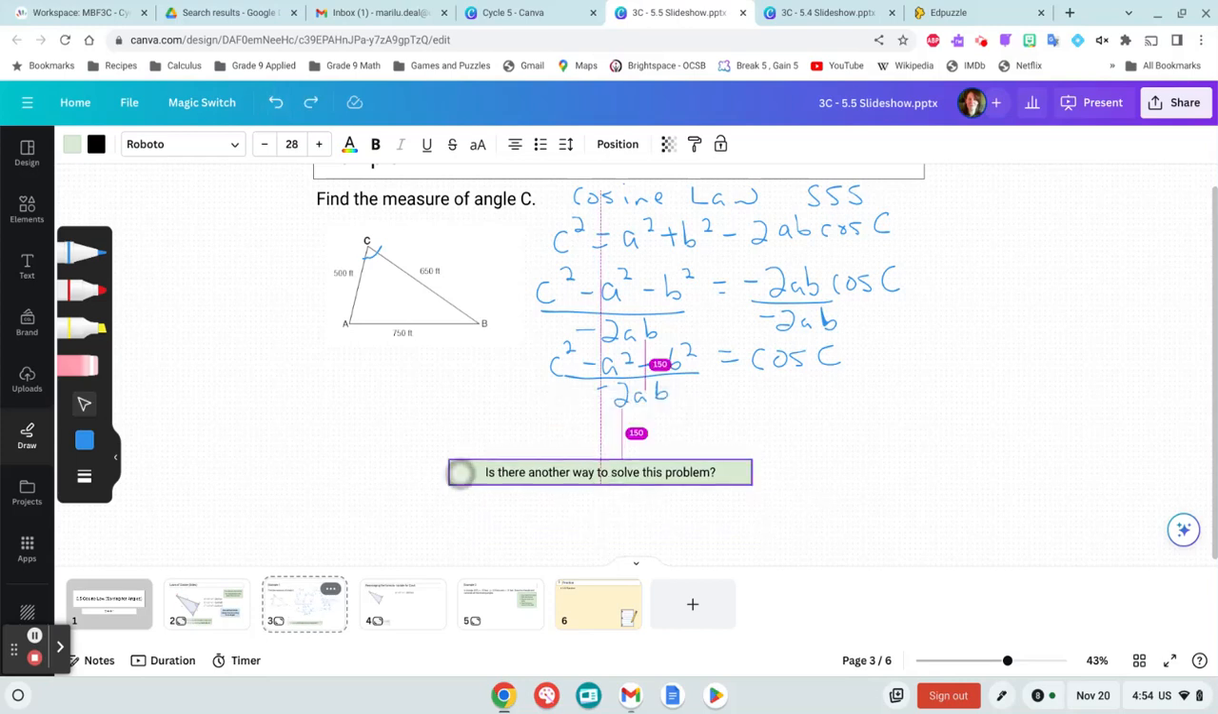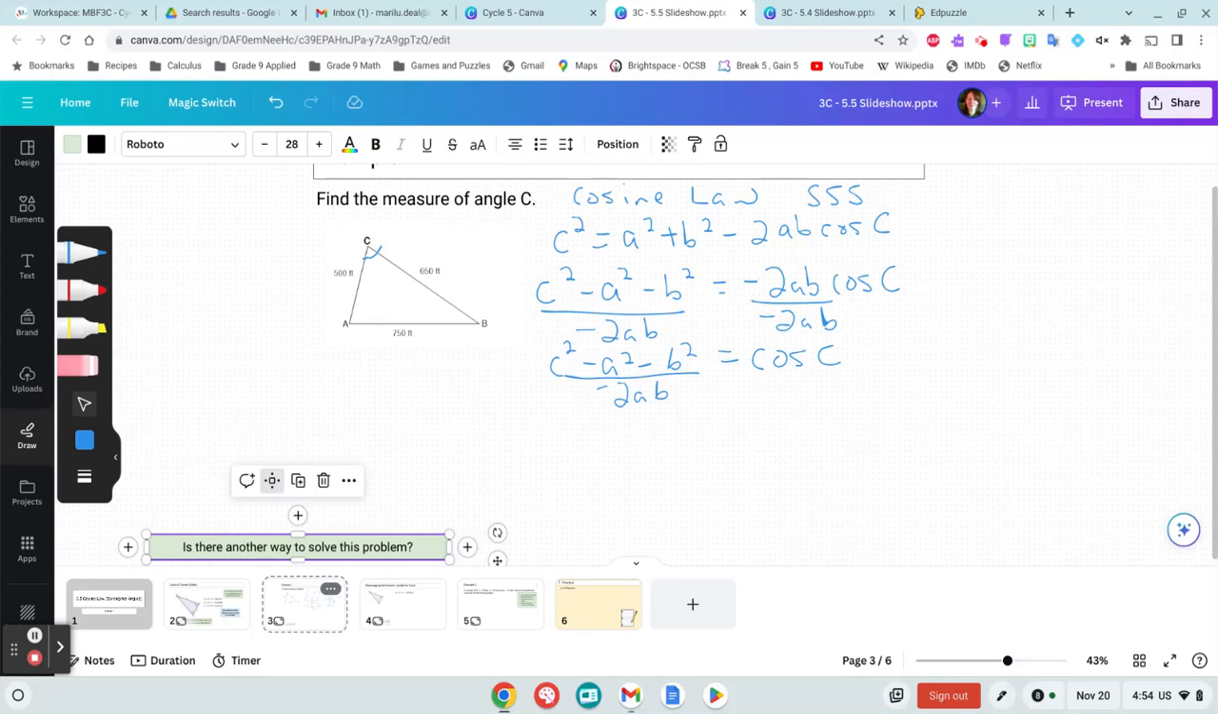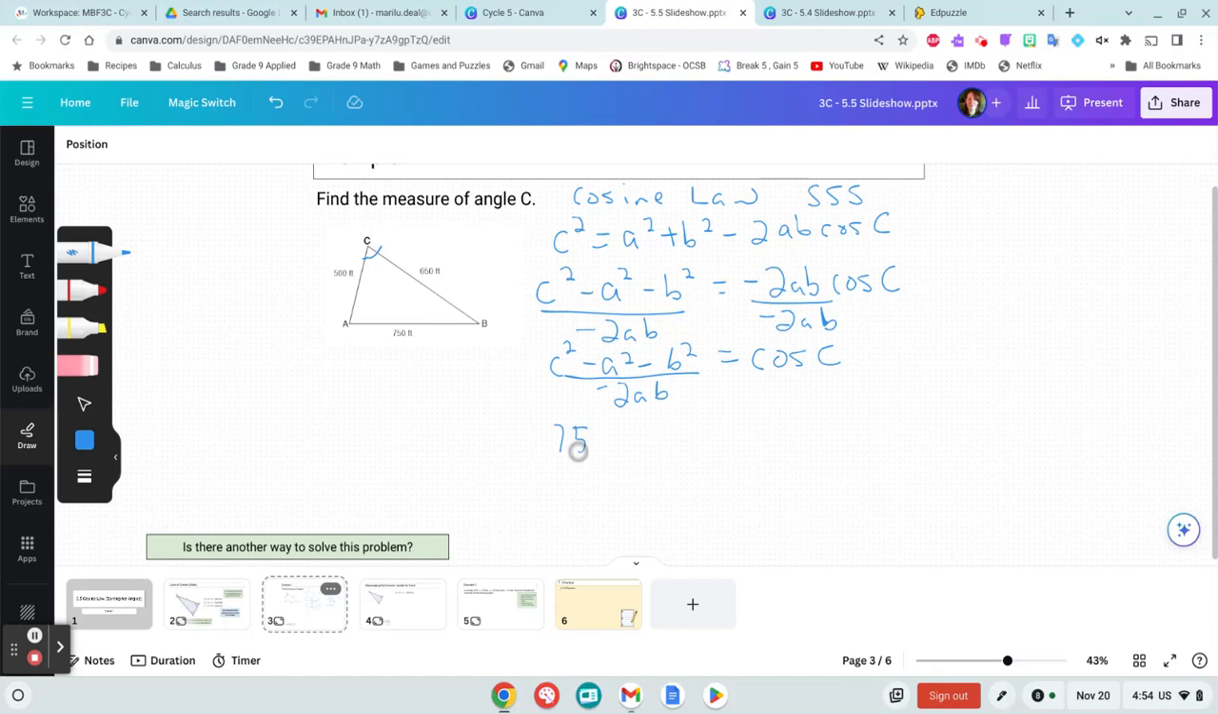Okay, I'm just trying to move this out of the way. There we go. So now I'm actually going to put in my numbers. C is going to be 750 squared minus A, which is 650. Again, I'm just matching: this is little a, little c, little b. Minus b squared, which is 500 squared, all over negative 2 times a, which was 650, times b, which is 500, equals the cosine of C.